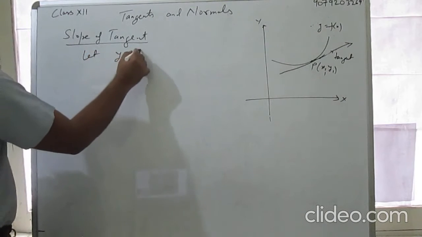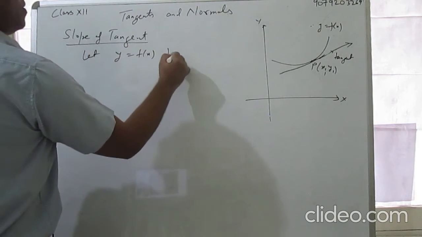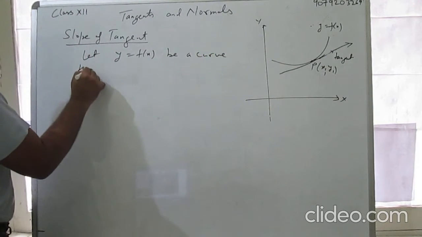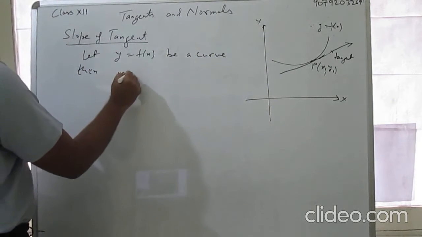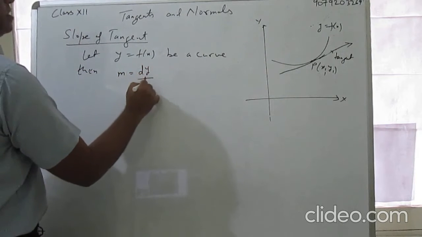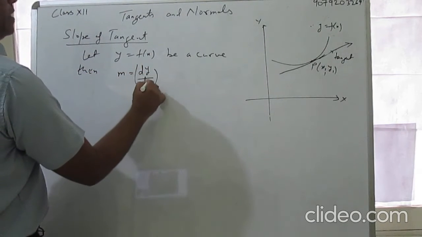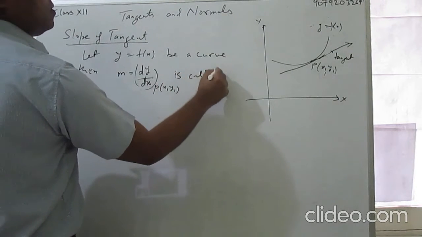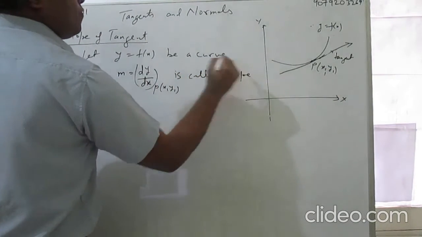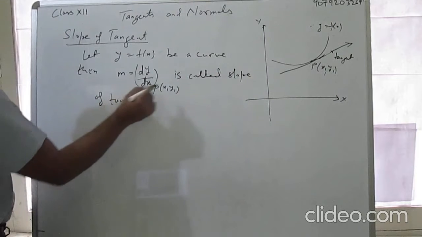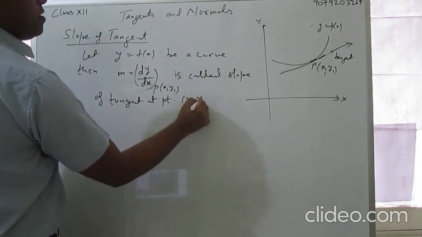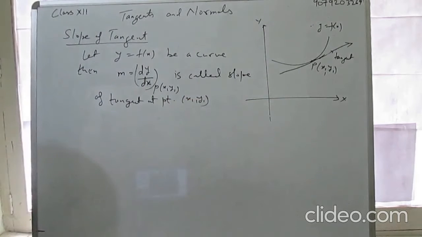let y is equal to f(x) be a curve, then slope m is equal to dy by dx at point P, x1, y1, is called the slope of tangent at point x1, y1.